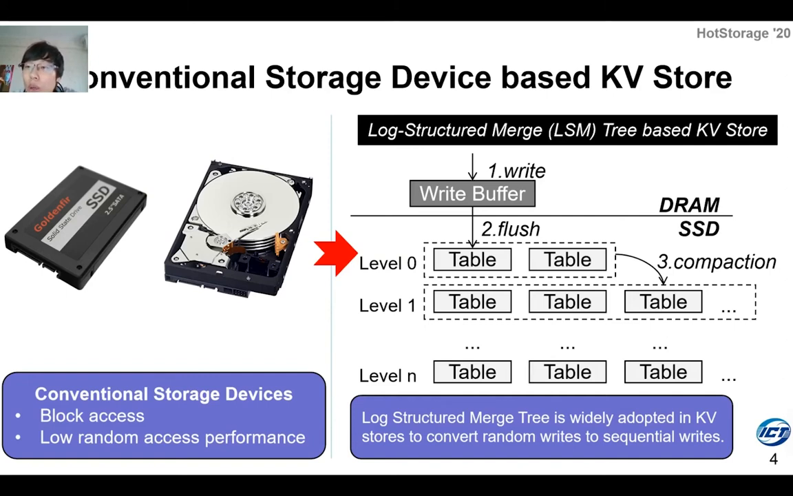However, LSM trees are required to conduct data compaction to reclaim KV pairs, which causes write amplification. This degrades key value store performance.